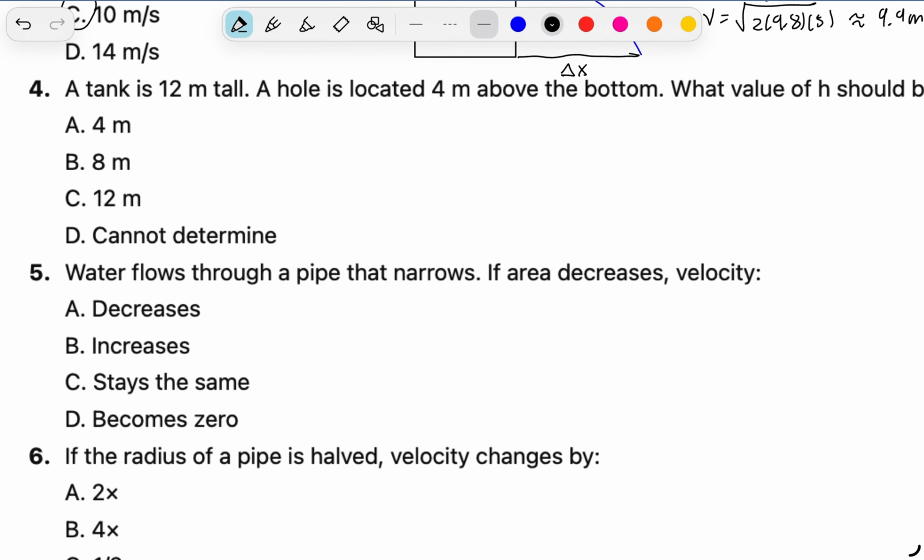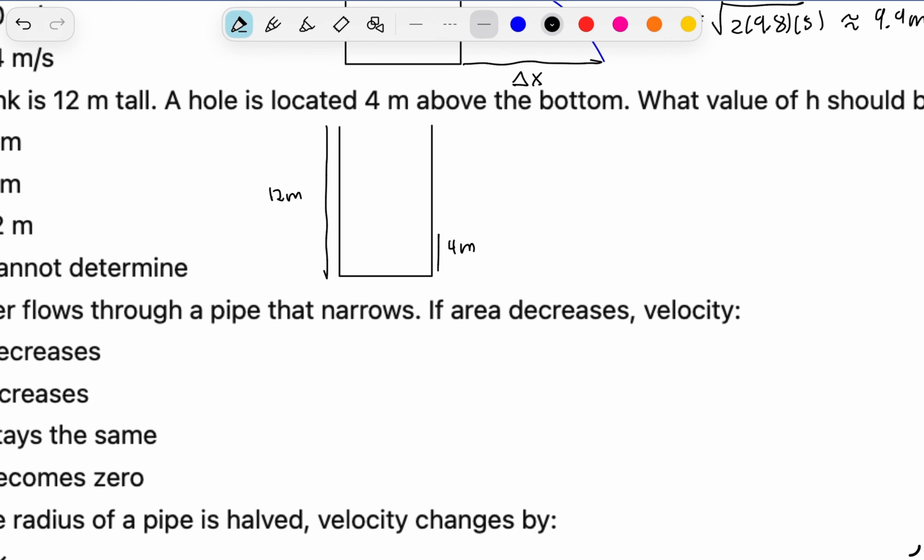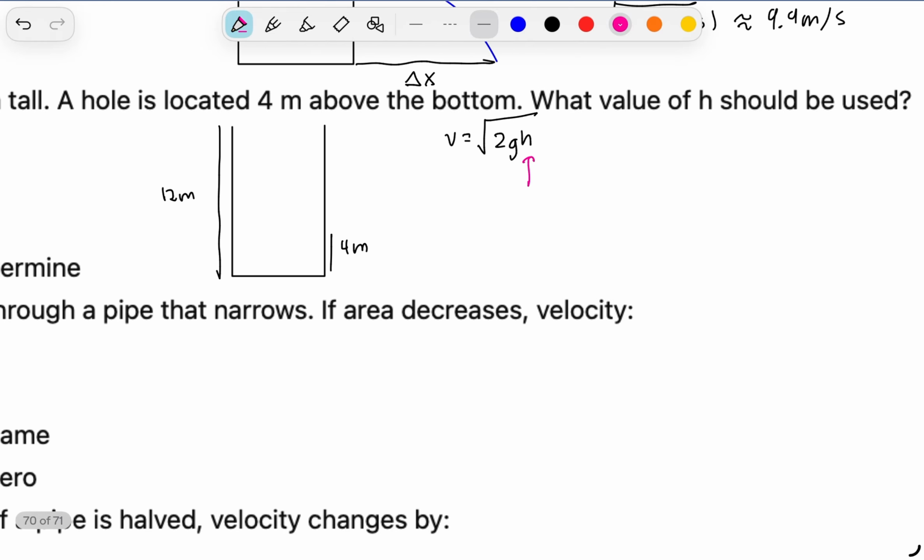Now, a tank is 12 meters tall. A hole is located 4 meters above the bottom. So this is 4 meters. The entire tank is 12 meters. What value of h should be used? So they're referring to what value of h you should use when you're using Torricelli's theorem, which is v is equal to the root of 2gh. So in this equation, it's a bit unclear what h is if you just see it. But this is important for you to know the difference.